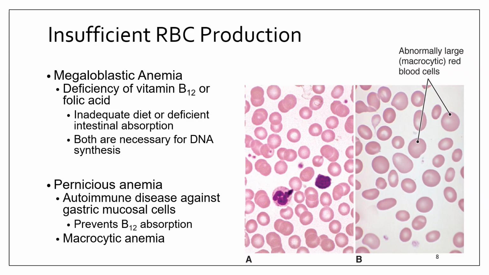So key takeaway, when you see very large red blood cells, oval shapes, hypersegmented neutrophils, and elevated MCV, your histology brain should immediately think megaloblastic anemia due to B12 or folate deficiency. And if intrinsic factor is missing, then we think pernicious anemia.